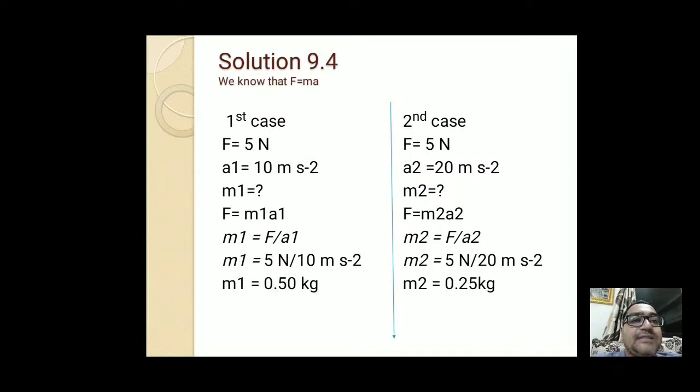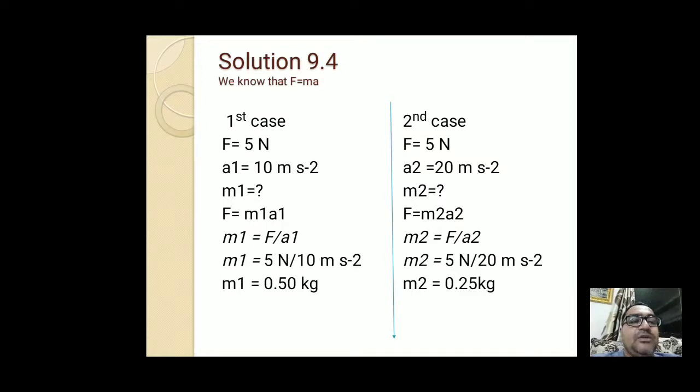So F is given, acceleration is given. In the first case we are writing a1, and that's why we have to find m1. In the second case, force F is 5 Newton, acceleration a2 is 20 meter per second square, and we have to find the value of m2.